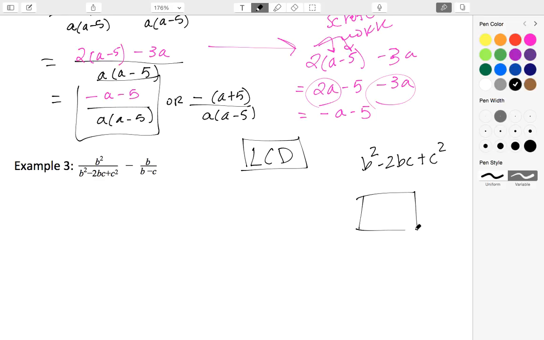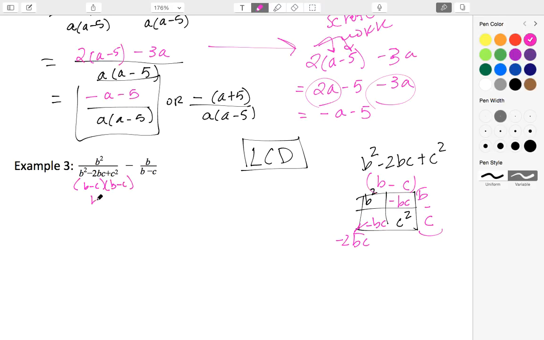You can do the box method here, and I know this will become b squared, and this is c squared. So therefore, this is b, and this is b, and here is c, and then we have b times b gives me b squared, and I want this to equal negative 2bc. So these must both be negative bc. So therefore, this should be minus c and minus c. And these are my two factors. So this can be written as b minus c times b minus c.